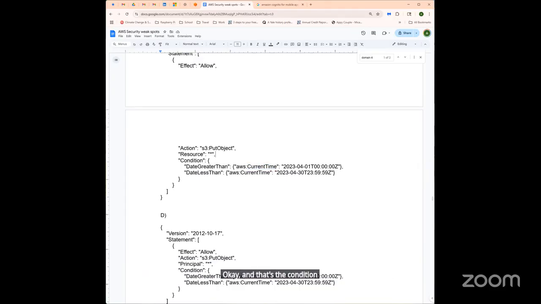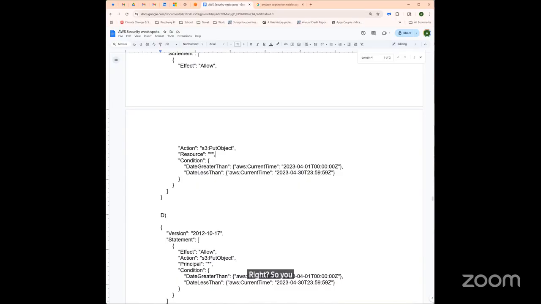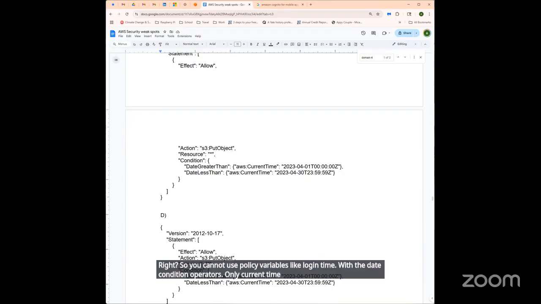Okay, so why is this correct? It uses current time and a date-based condition with an identity policy, right? So why does this work? This is an identity-based policy using date greater than and date less than with current time to allow access within a specific date range. You cannot use policy variables like login time with the date condition operators. Only current time is valid.